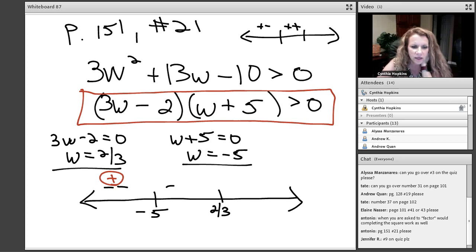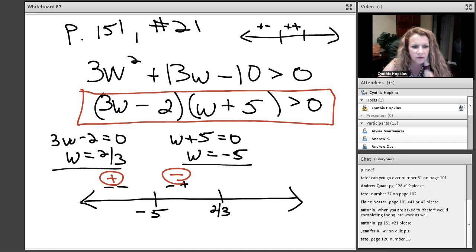Then in between negative 5 and positive 2/3, I can pick anything, but 0 is really easy to plug in. When I plug in 0, my first factor is negative. When I plug in 0 to the second factor, that one's positive. And a negative times a positive is negative. I write that in red and circle it. Okay, to the right of 2/3 is an infinite number of numbers. I'm going to pick positive 100. When I plug that into the first factor, it's positive. Second factor, also positive. And of course, a positive times a positive is positive.